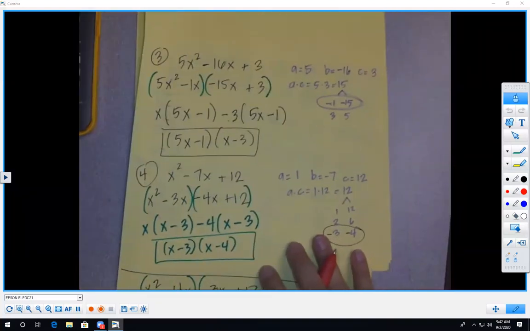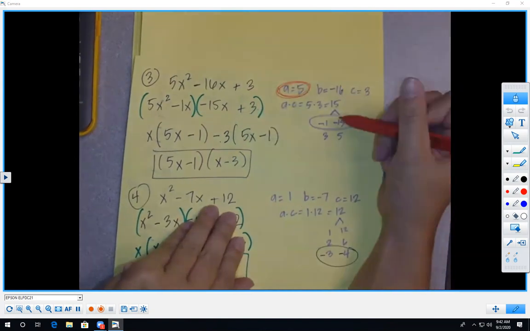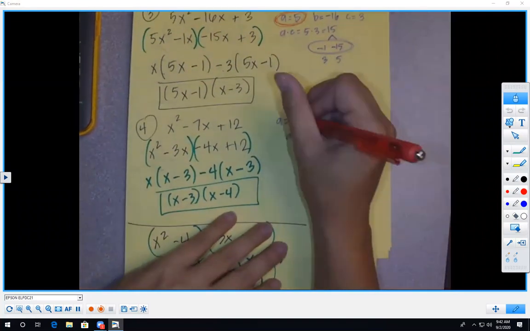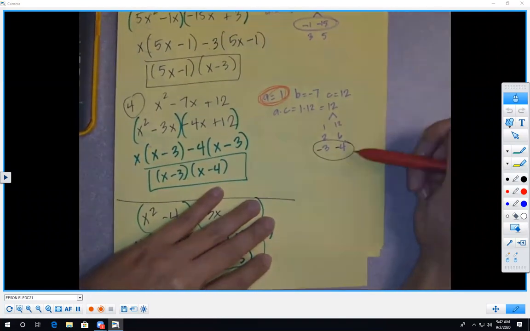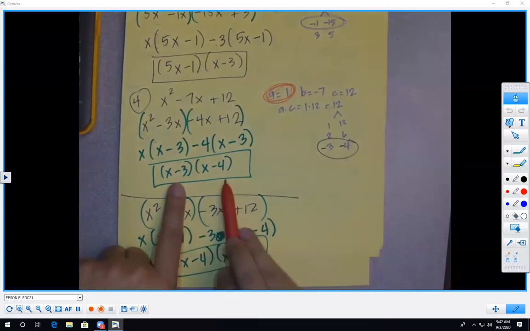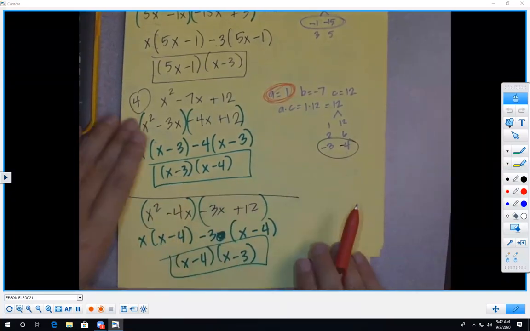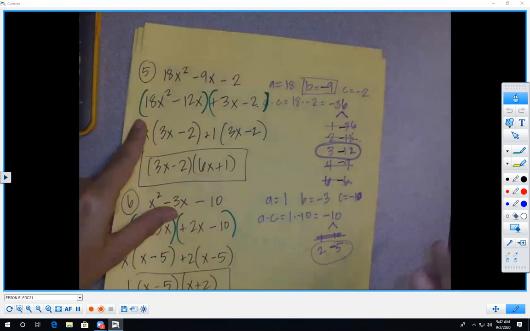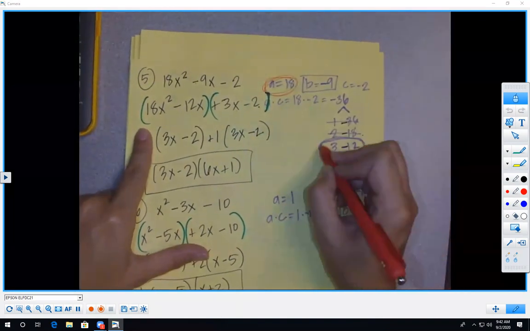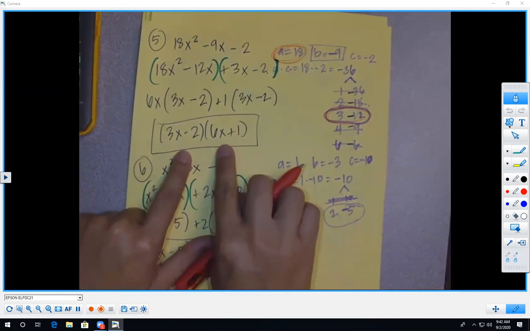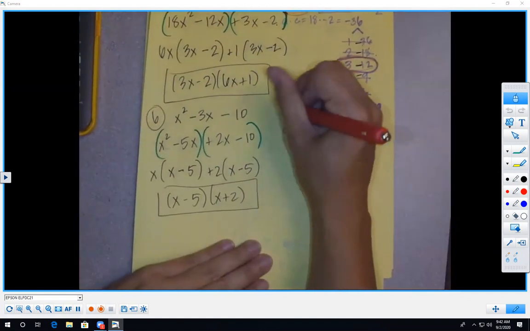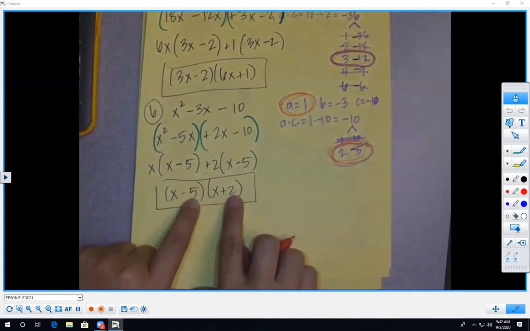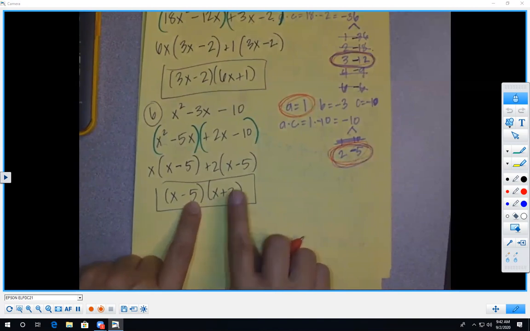Okay, look at number 3. My A value is 5. My two numbers were -1, -15. Do you see that in your answer? Not really. Look at number 4. My A value is 1. Look at my two numbers, -3, -4. Do you see that in your answer? -3, -4. Look at the next one. Oh, here we go. Number 5. My A value is 18. My two numbers were 3 and -12. Do you see that in your answer? Not really. Look at number 6. A is 1. My two numbers were 2 and -5. Do you see that in your answer? 2 and -5. Okay. So the shortcut is when A equals 1.